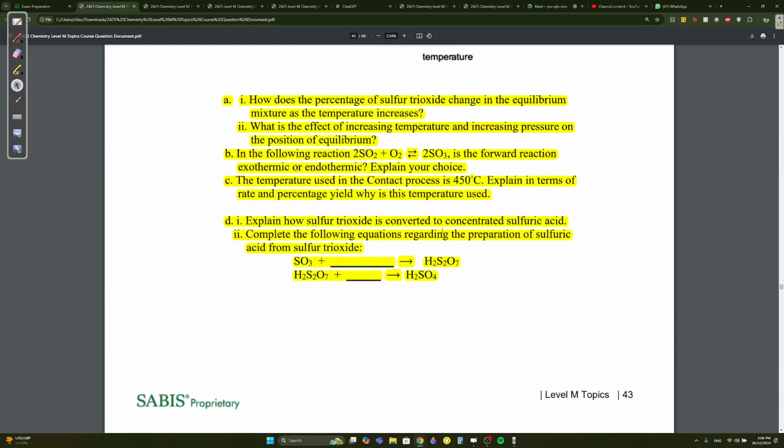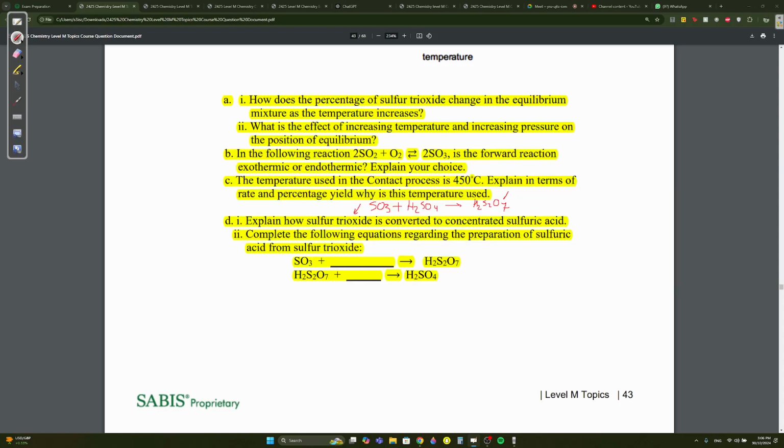Explain how sulfur trioxide is converted to concentrated sulfuric acid. Okay, sulfur trioxide SO3. What do we add to go to sulfuric acid? First, remember, you add sulfuric acid to get oleum.